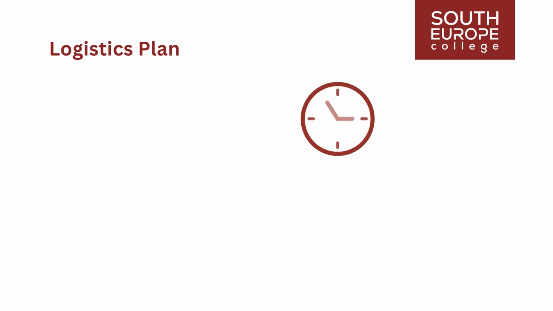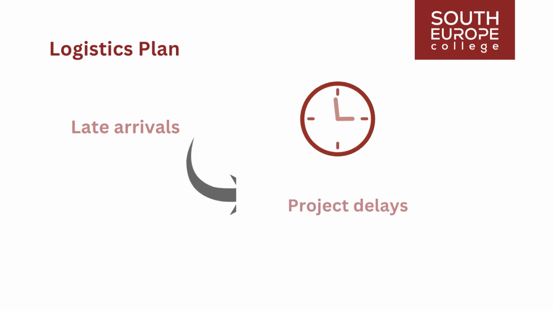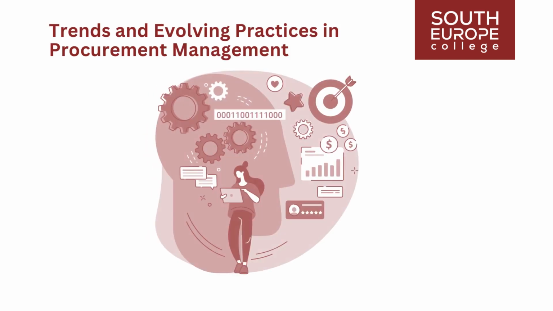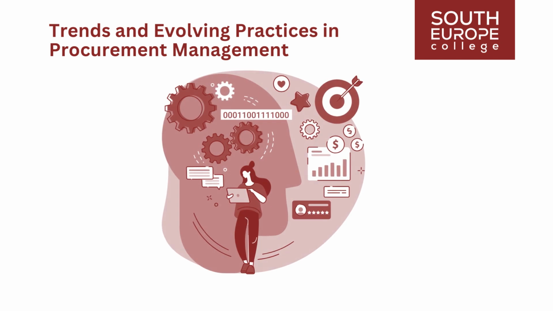Timeliness is paramount. Late arrivals can lead to project delays, while early arrivals pose problems. When it is not feasible to schedule goods, work, or services, GWS items to arrive just in time, arrangements must be made to store and safeguard them until their planned use. Several significant software tools, risk management, processes, logistics, and technology trends are shaping project success rates across various industries.